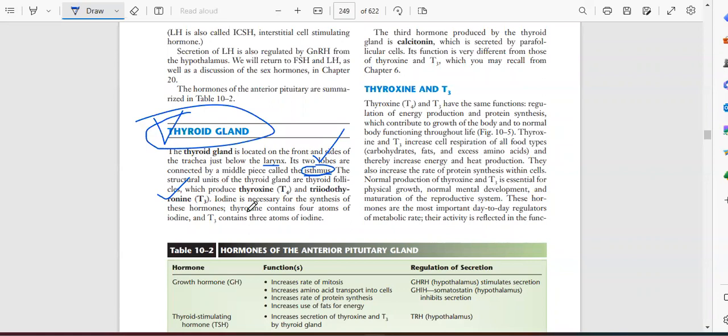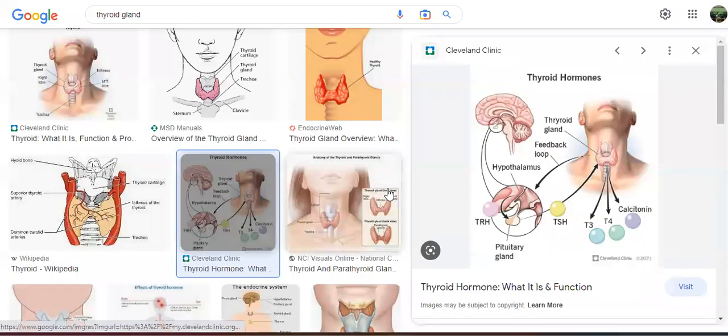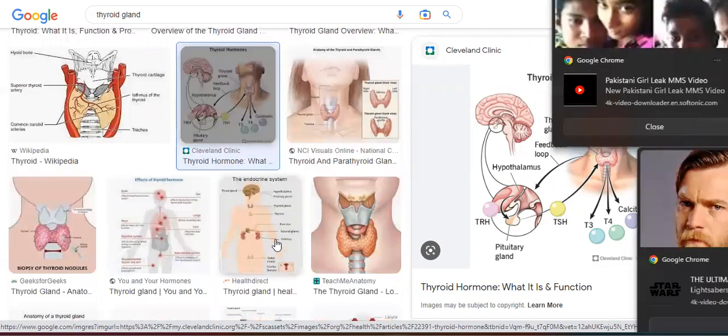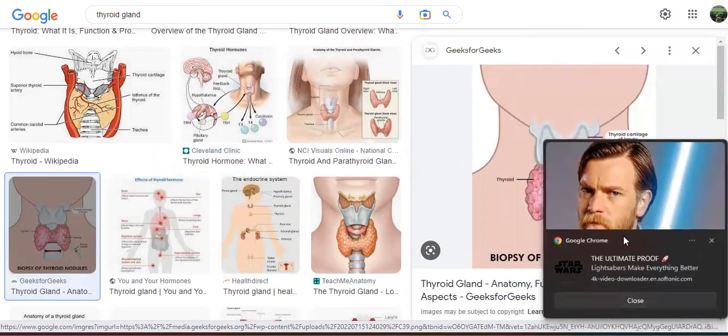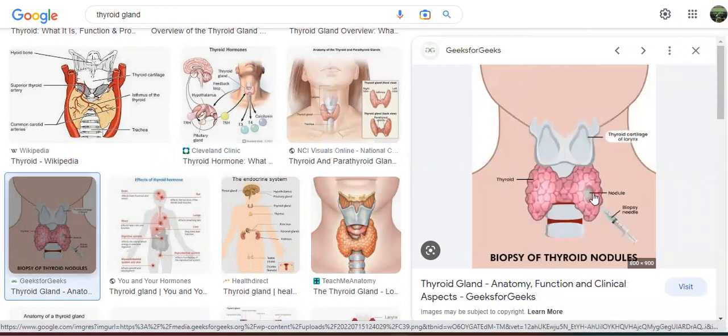So the structural units of the thyroid gland are thyroid follicles. So basically, if you see structurally, what are the structures? What are the cells? That is follicles. Follicles are the structural things present in the thyroid gland. Okay, you can see here, these are the follicles.